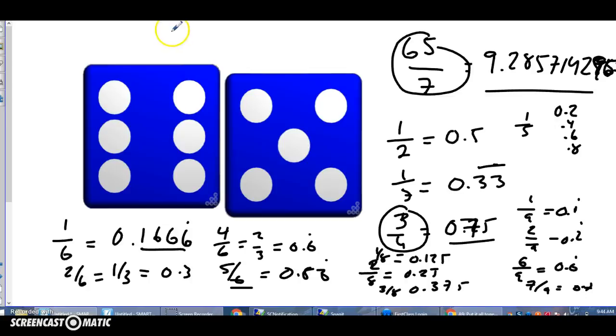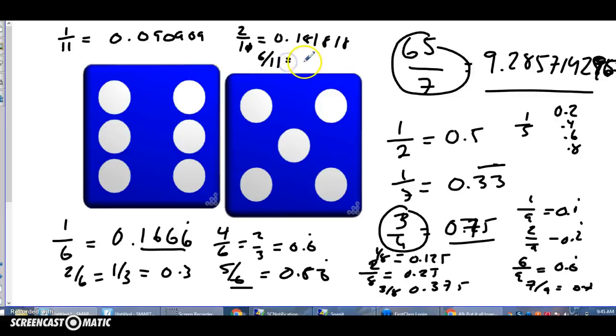Tens are easy: 0.1, 0.2, 0.3. We'll stop at 11s because 11s are kind of fun. 1 over 11 is 0.09090909 and it'll repeat. And then if I go to 2/11, it's 0.181818. And if I go to 6/11, if you can try to guess the pattern here, it would be 0.545454.